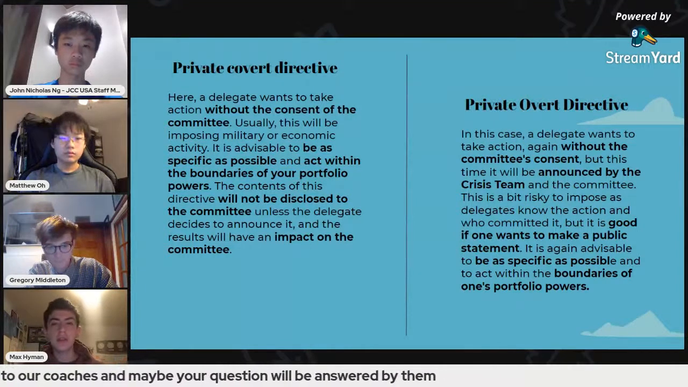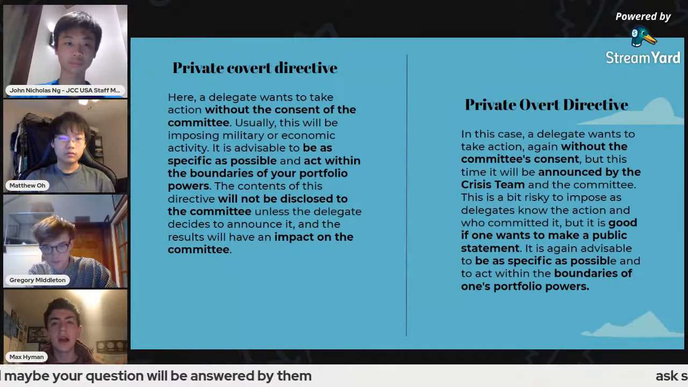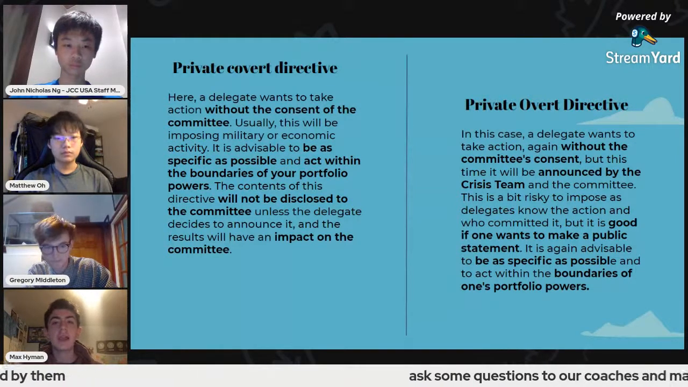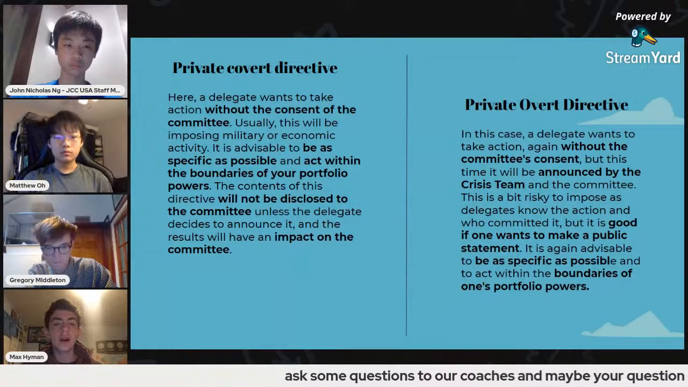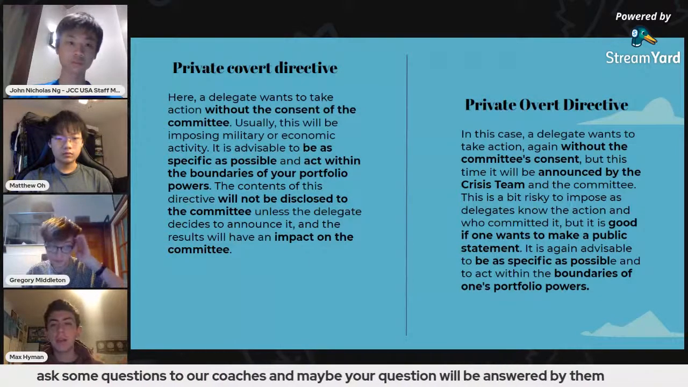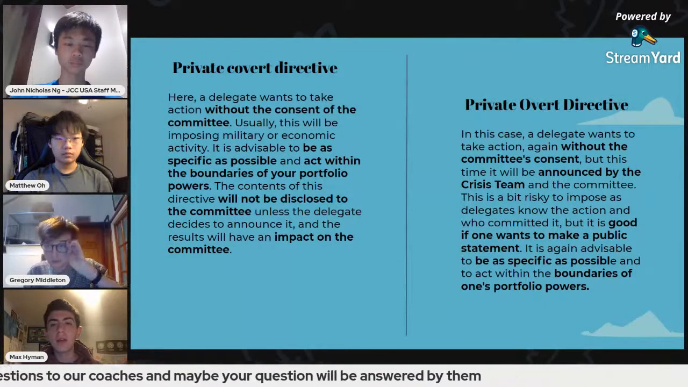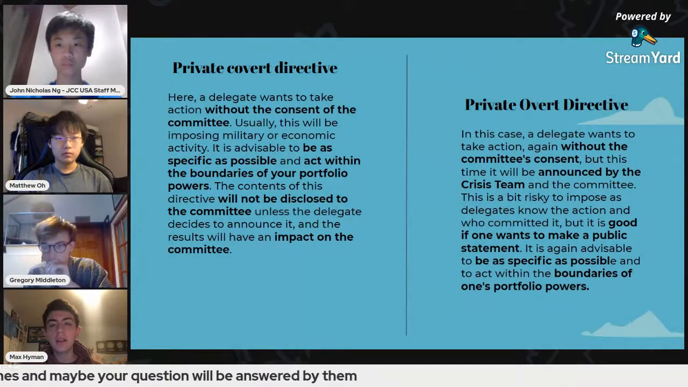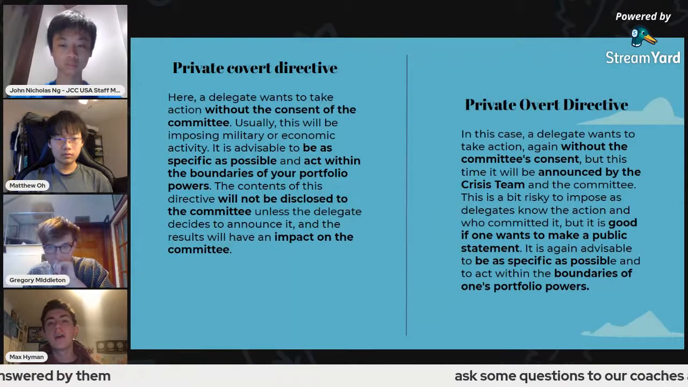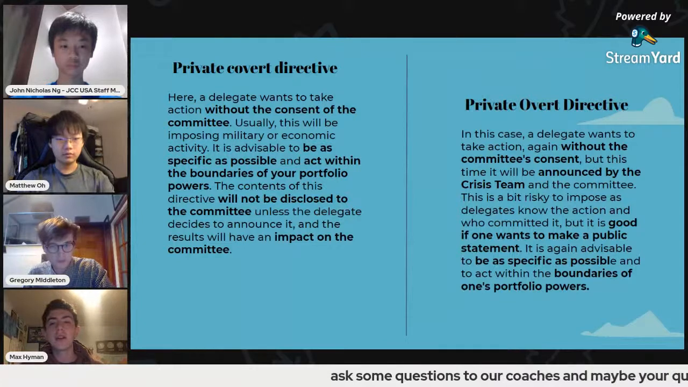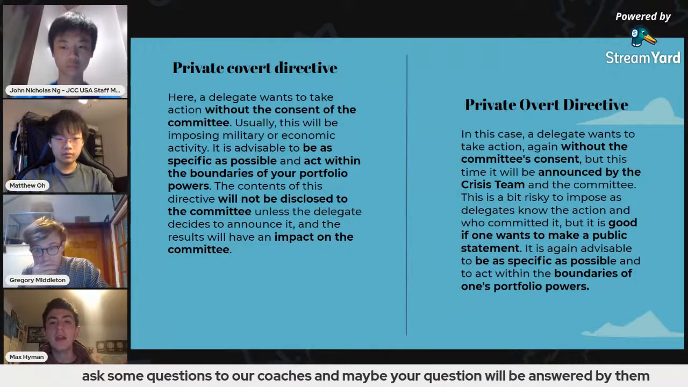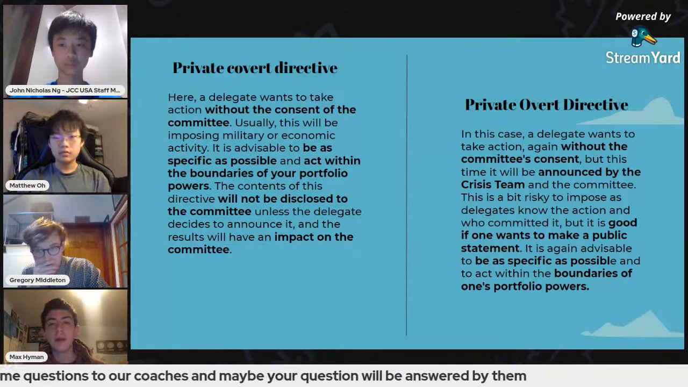As the presentation says, it can be a little risky, because the delegates in the rest of the committee know the action and who started it. Of course, if it's something that they don't like or don't agree with, that could be a problem. The reason one would want to do a private overt directive is to commit an action by themselves, but also to make a public statement. And again, you want to stay within the boundaries of your power.